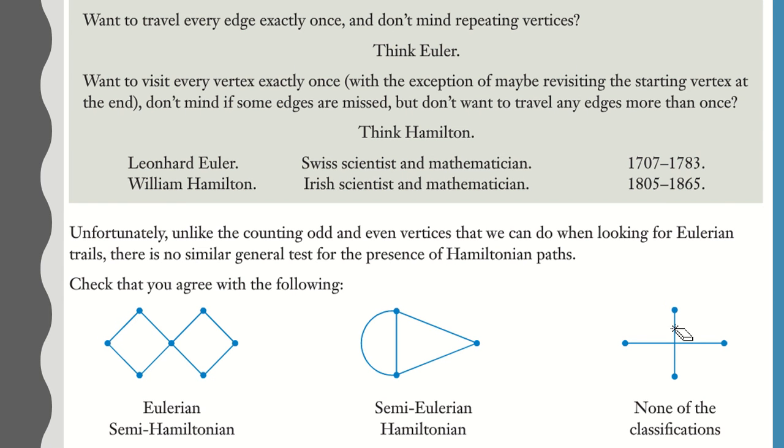Clearly, this one over here cannot be traversed without repeating edges, because I guess if we went straight down, we wouldn't be able to come back. So that's definitely not Eulerian or semi-Eulerian.